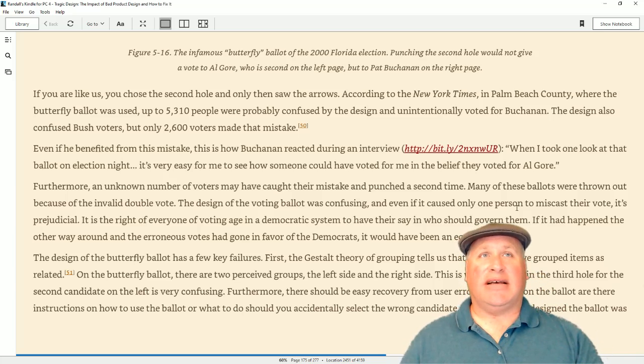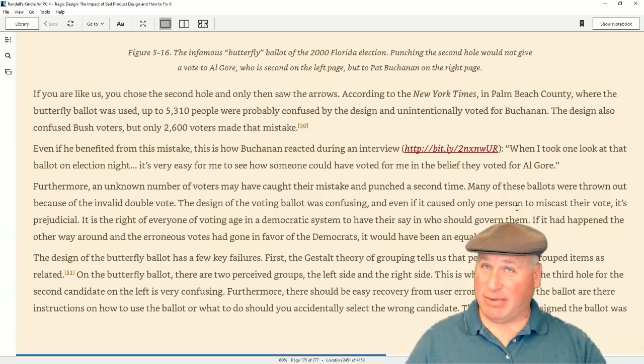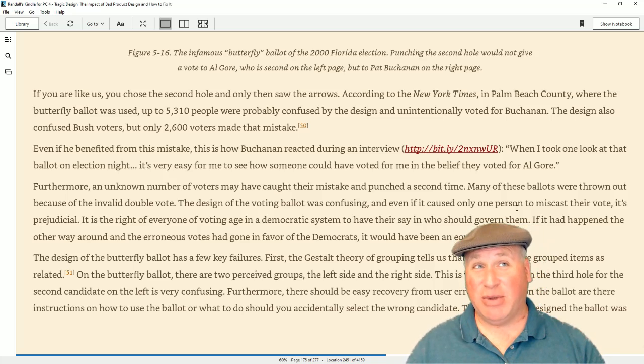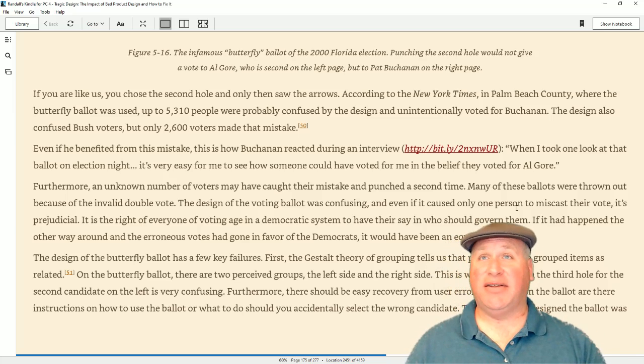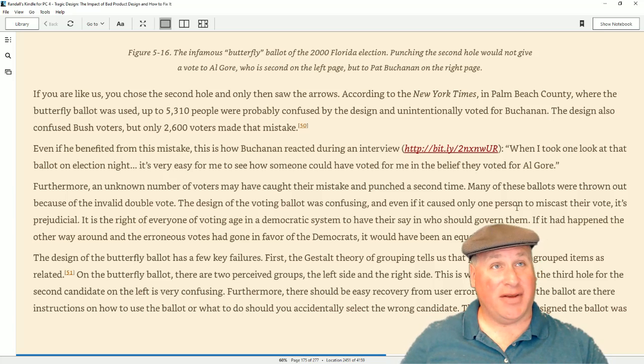According to the New York Times, in Palm Beach County, where the butterfly ballot was used, up to 5,310 people were probably confused by the design and unintentionally voted for Buchanan. The design also confused Bush voters, but only 2,600 voters made that mistake. Even if he benefited from this mistake, this is how Pat Buchanan reacted during an interview.